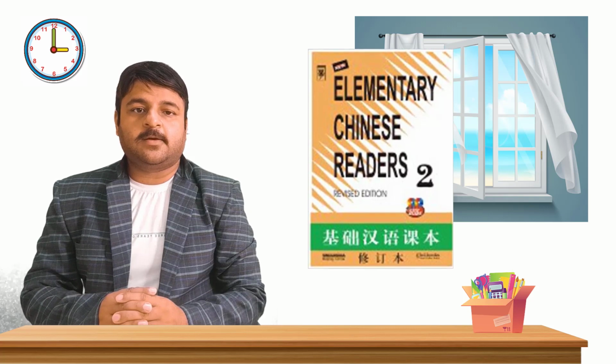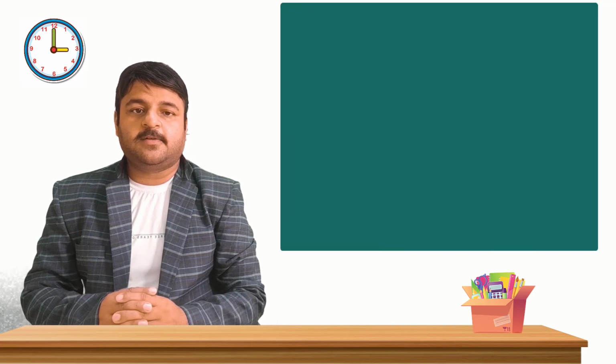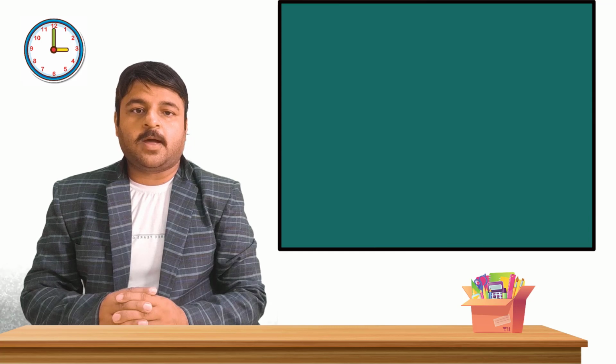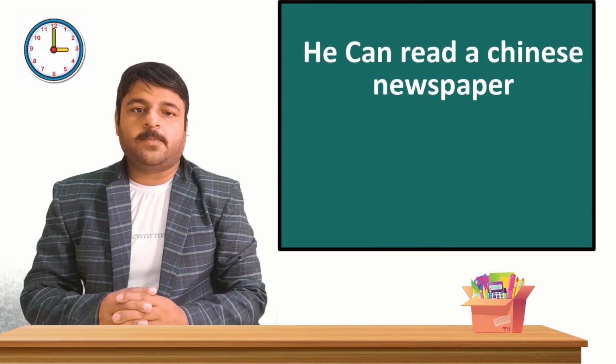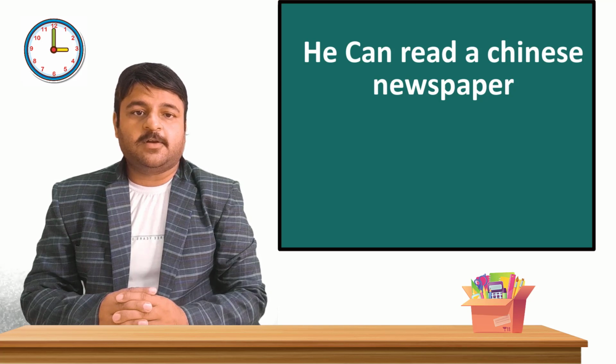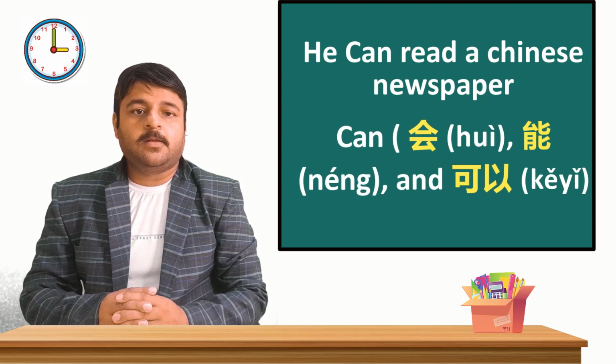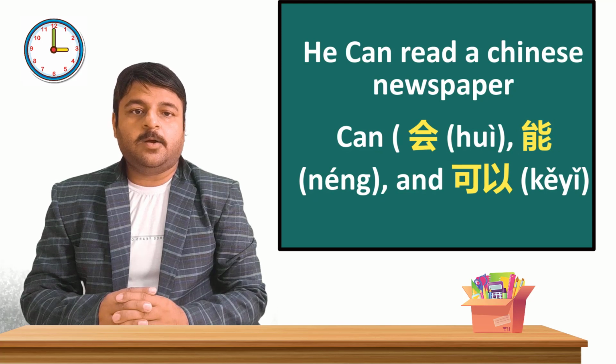In order to understand the grammar points we are about to cover in this lesson, let us first have a look at the following English sentences. He can read a Chinese newspaper. The voice is very low. I cannot listen clearly. In Book 1, we have learned the use of auxiliary verbs néng, kěyǐ and huì for can as used in English.